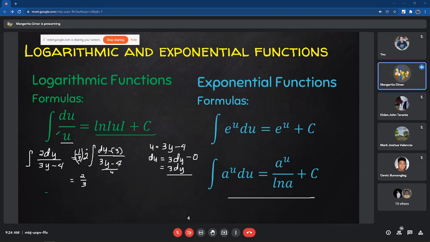And then, kaya nag-match na siya sa du over u. Gusto lingon, pwede mo na ni i-perform ang ln. So, again, 2/3 ln. That is your final answer. ln sang u. What is the value of u? u is 3y minus 4 plus 6. So, this will be your final answer.